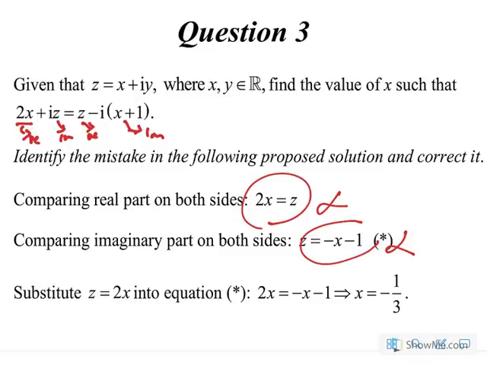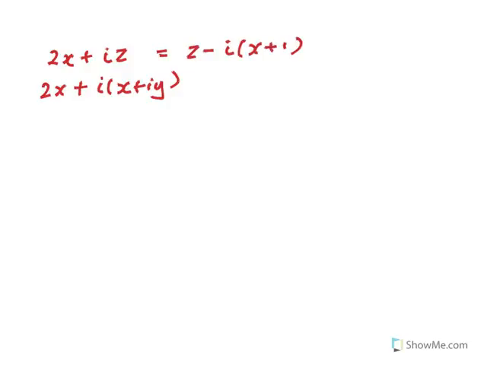You must always emphasize that equality means both the real and imaginary parts have to be real. x plus iy, x and y have to be real. So what is the correct solution? Very quickly, if I take 2x plus iz, this is the same as 2x plus i(x plus iy). On the right hand side, remember just now we had z minus i(x plus 1). From the question, we know z equals x plus iy.